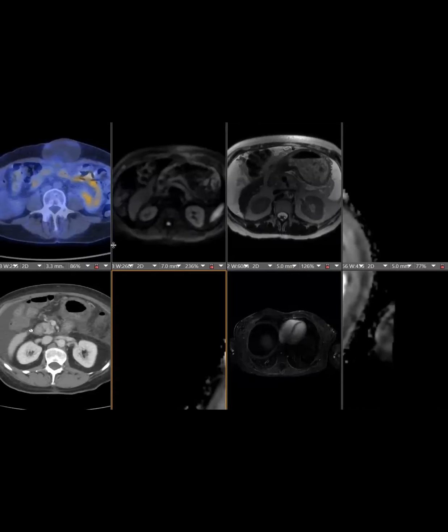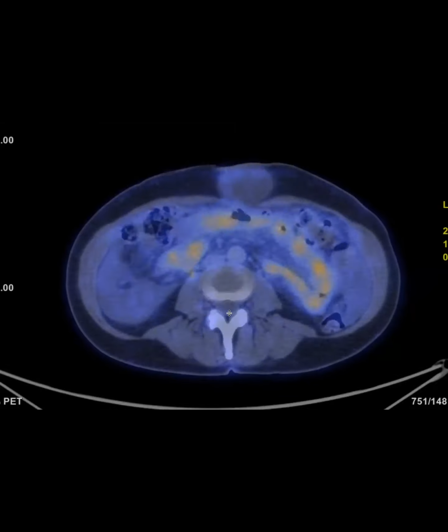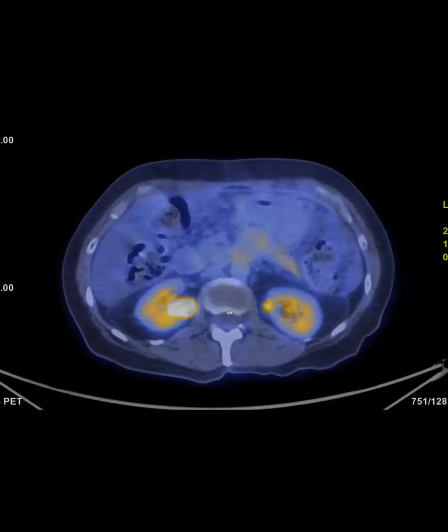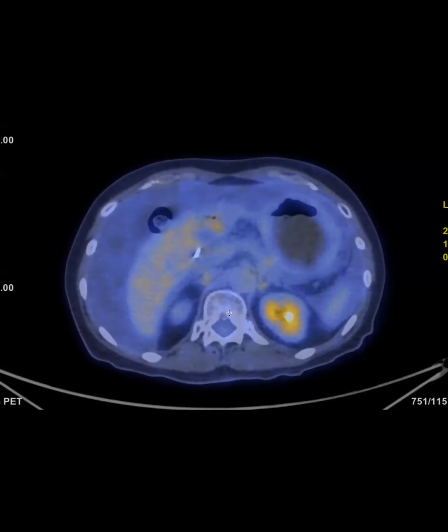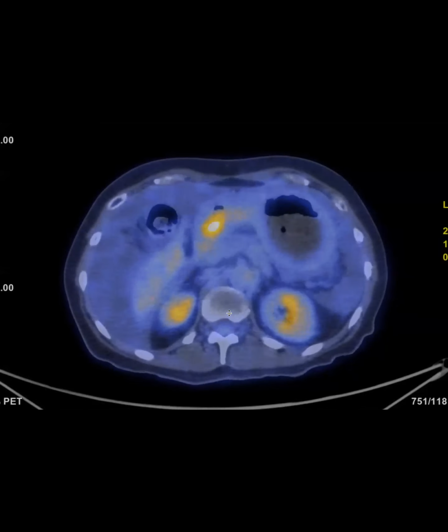That area, and the patient subsequently had a PET that also has a corresponding PET uptake in that exact same area where the diffusion restriction was, and it was proven to be recurrence.